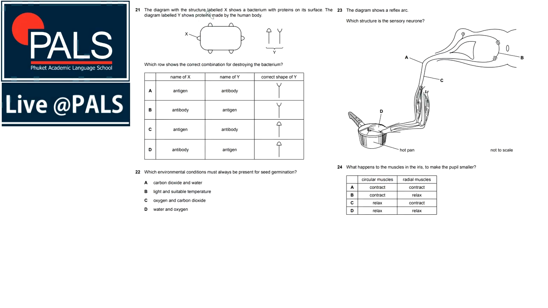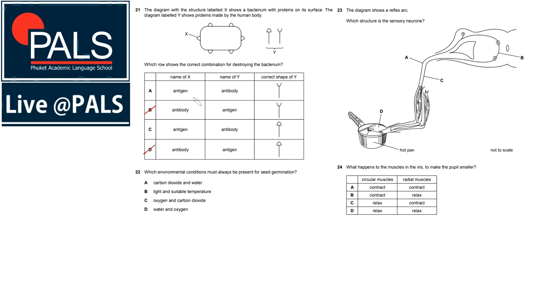The diagram with the structure labeled X shows a bacterium with the proteins on its surface. The diagram labeled Y shows proteins made by the human body. So proteins on the surface of a bacterium, which are used by our body to identify the bacterium and other cells of these proteins as well. These are called antigens. They're a little bit like a fingerprint that's used for identification, that's unique to this bacterium. So X is an antigen, therefore we can exclude these two.